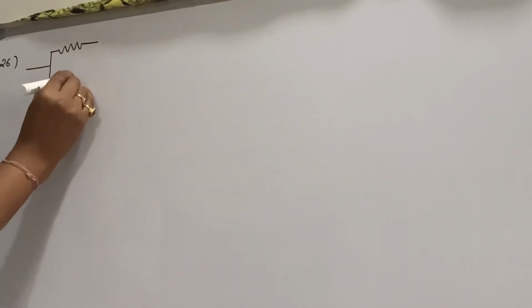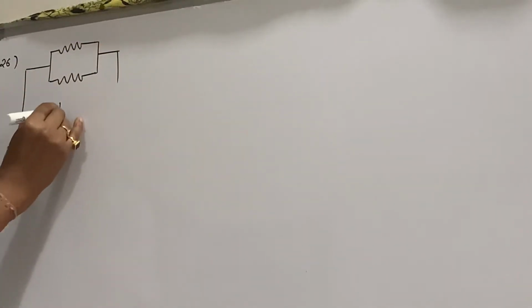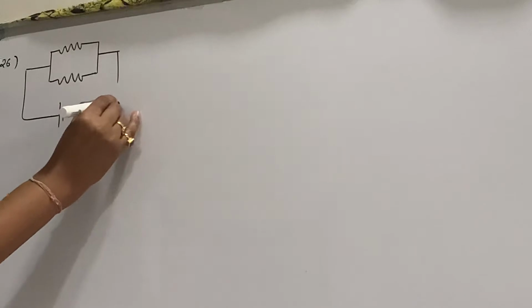26th question, what is given? A cell supplies a current of 1.2 ampere through 2 resistors, each of which are connected in parallel. Now there are 2 cases, right? When they are connected in parallel, and second, they are connected in series. So here, these are 2 resistors, each of which are connected in parallel in this way.